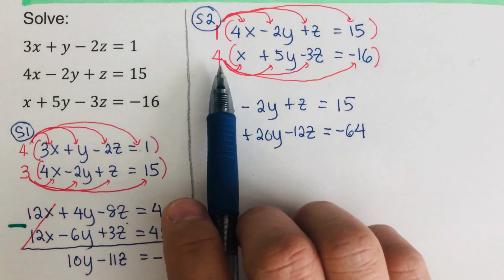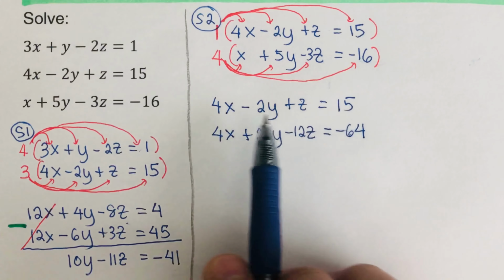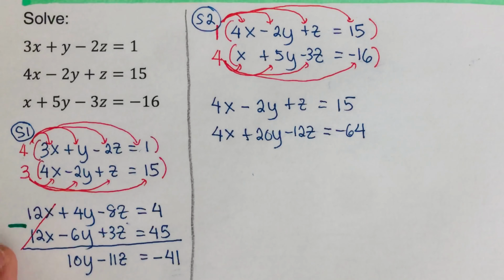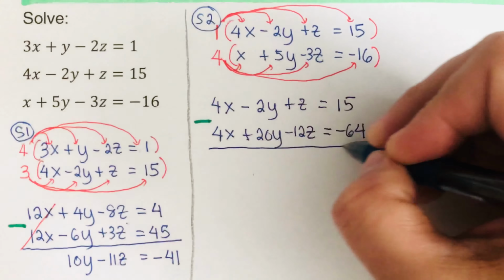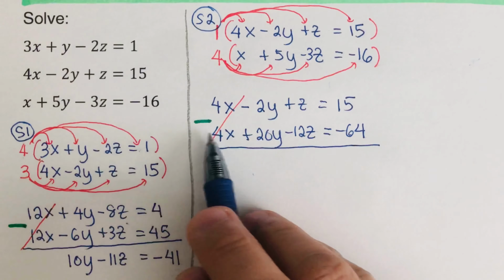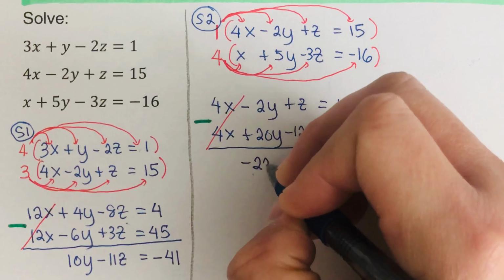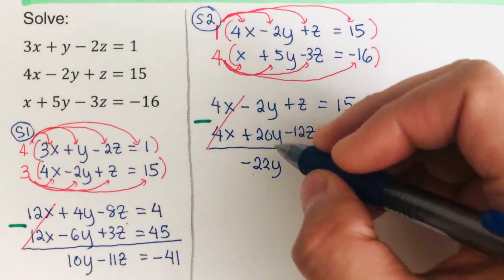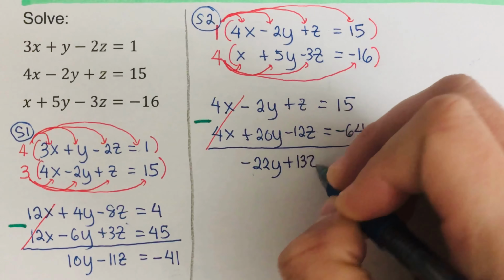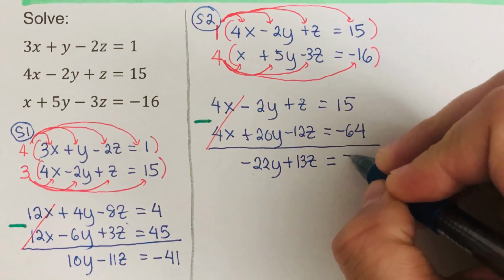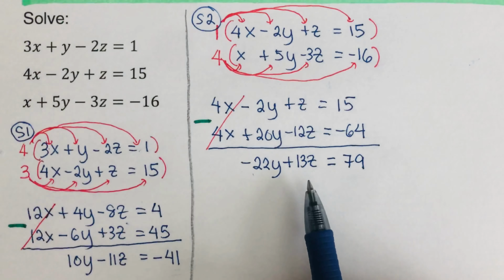I distributed the 1 and that came out to be this equation right here. I distributed the 4 and that came out to be this equation right here. Again, we always subtract, just like the first step. Once we subtract, the 4x and the 4x get crossed out because 4x minus 4x is 0. Then negative 2y minus 20y is negative 22y. And 1z minus negative 12z is 13z, so that would be plus 13z, and that is equal to 15 minus negative 64, which is positive 79. So this is the equation for step 2.